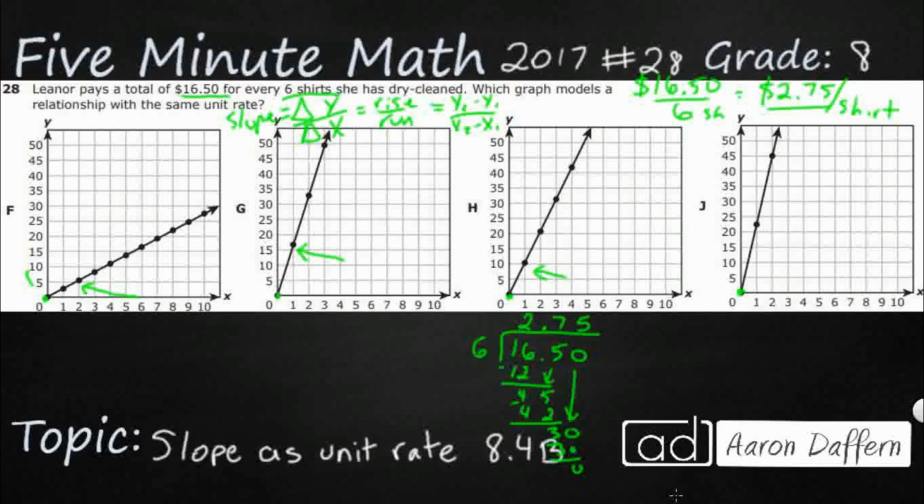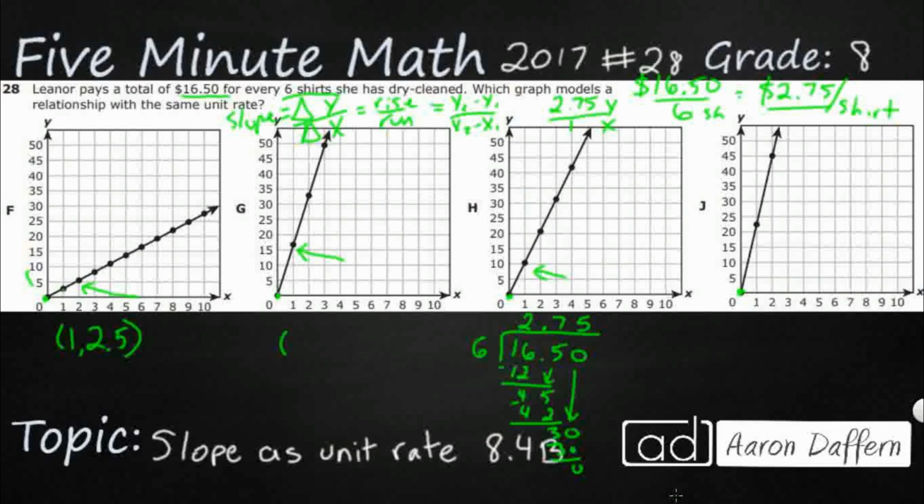So this $2.75 per shirt really looks like it's $2.75. That's going to be our y coordinate. Our x coordinate is going to be 1. So let's just estimate our 1 x's right here. This is going to be our x of 1, and that looks to be about 2.5. So that's really close. That could be 2.75. Let's see what the other ones look like.